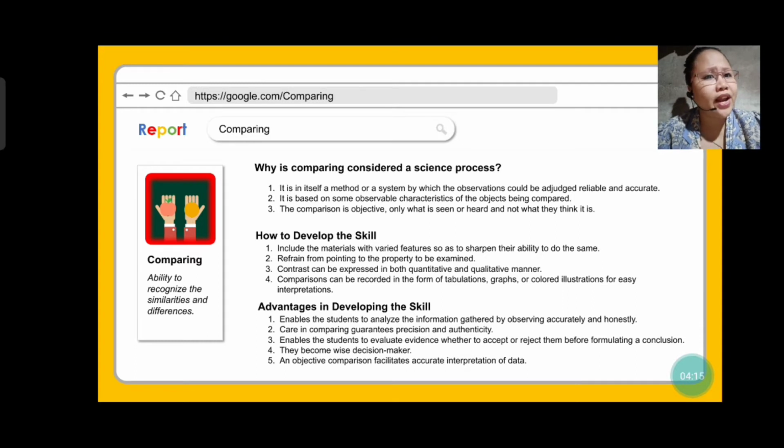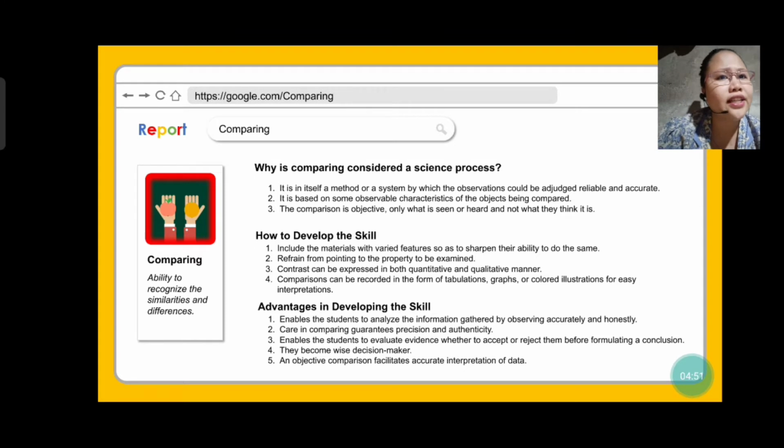Then, next is to refrain from pointing to the property to be examined. Like what our teacher did, she let us roam in the campus and collect different kinds of leaves. She said different kinds of leaves, but she did not point out which leaves to collect. So she let us roam around and collect different kinds, and by that we learned that there are different characteristics of the leaves.